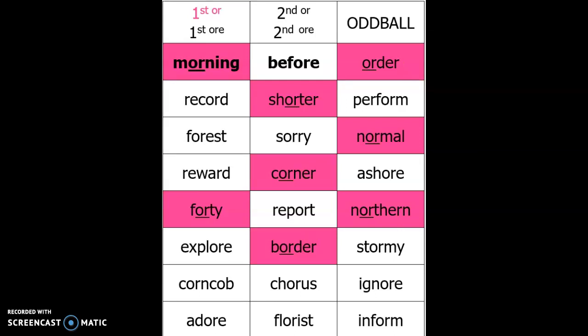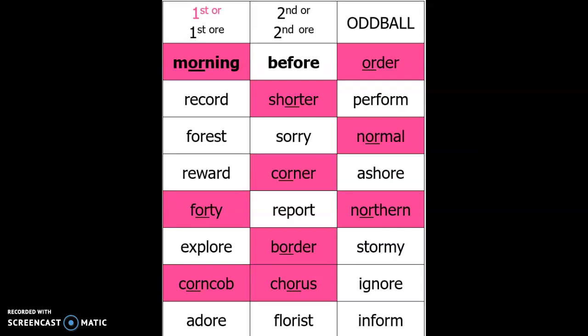The next word we have is corn cob. Corn cob. Something we can decorate with. Corn cob. Or, of course, what we end up with after we eat. O-R spelling in the first syllable. The next word is chorus. Some of you might join the 5th grade chorus. O-R in the first syllable.